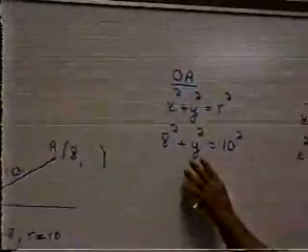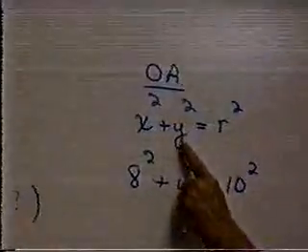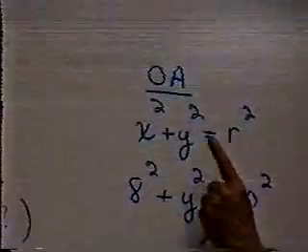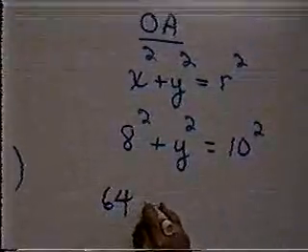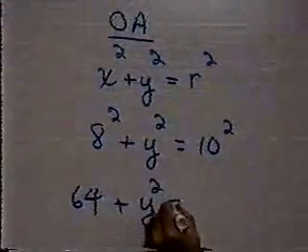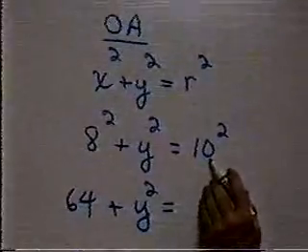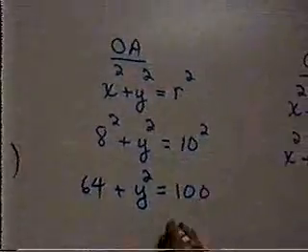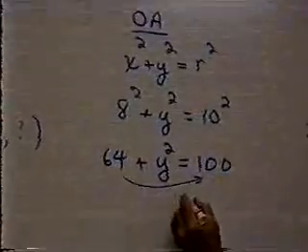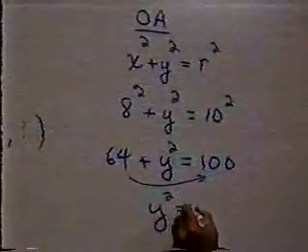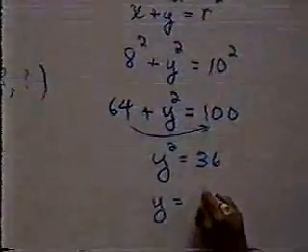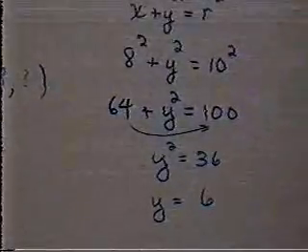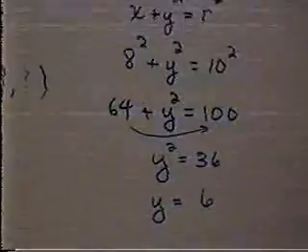So let's look at the arithmetic then. So we write down x squared plus y squared is equal to r squared, and we substitute. In place of x, we have 8, so 8 squared is 64, plus y squared, and then 10 squared is 100. So we subtract the 64 from the 100, and we get y squared is equal to 36. And then we take the square root of both sides, and so y is equal to 6. Plus or minus? Well, that's where we have to go back and look at the graph.